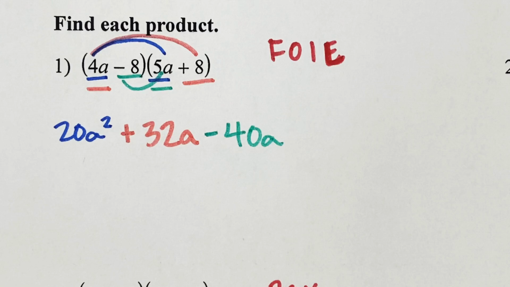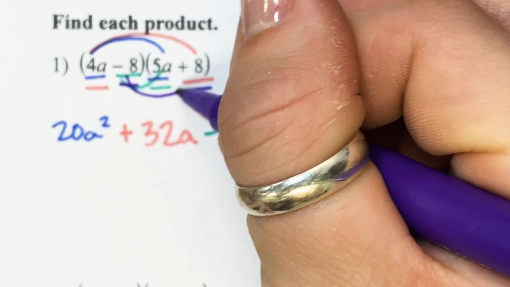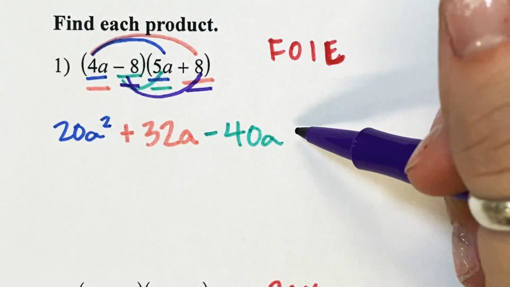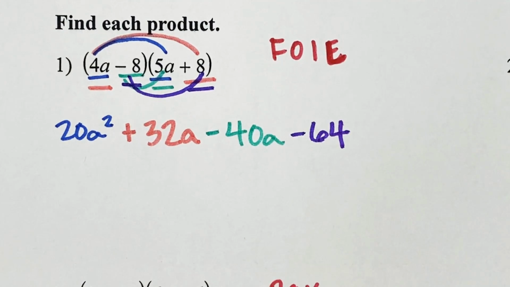And then the L in FOIL stands for last. So negative 8 times 8. Negative 8 times 8 gives me negative 64.